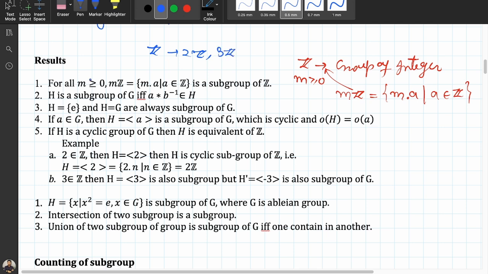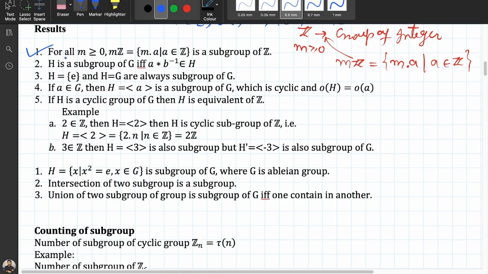3Z is also a subgroup. 4Z is also a subgroup. 5Z is also a subgroup. Okay, nZ is also a subgroup of this Z. So this is the simple result here for the group of integers. Next, H is a subgroup if and only if a star b inverse is in H, that's the simple one step test. Okay, this is nothing but the one step test that we have already discussed. Next, if H is equal to identity and H is equal to G, these are always subgroups.